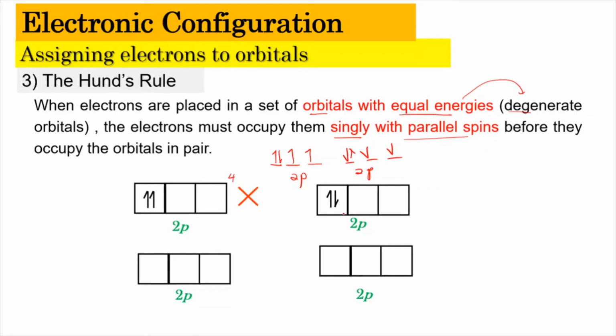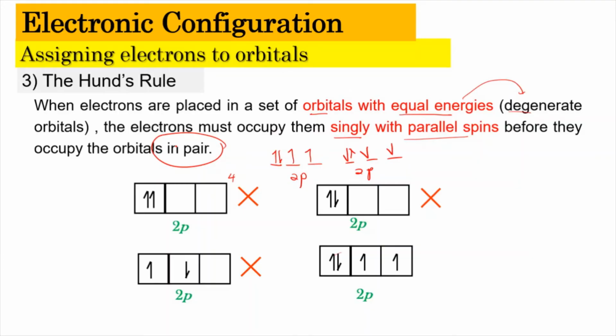If you put it like this, also wrong, because you need to fill in singly first, one by one. And this one is also wrong because this is not parallel. It filled singly, but in a different direction. And for this one is the correct one because it pairs singly, and then only they pair.